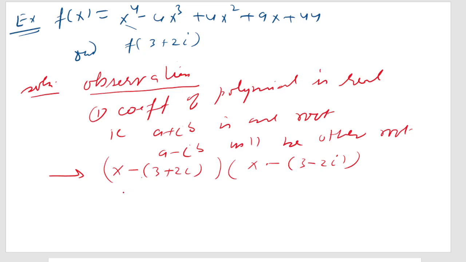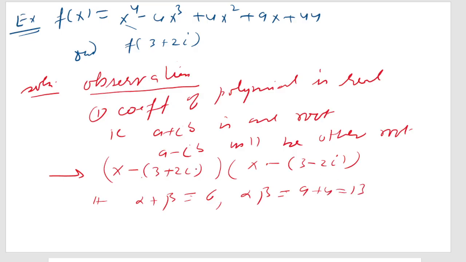What is the sum of roots? See, sum of roots alpha plus beta. Sum of roots is anyway 3 plus 2i, 3 minus 2i, which is 6. And what is the product of roots? Product of roots is 3 times 3 is 9 plus 4. So 9 plus 4 is equal to 13.